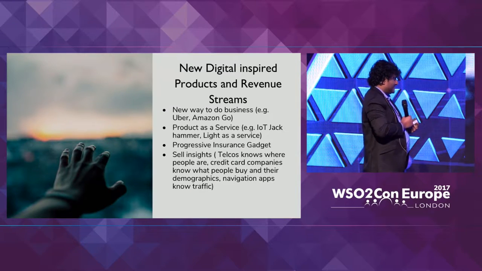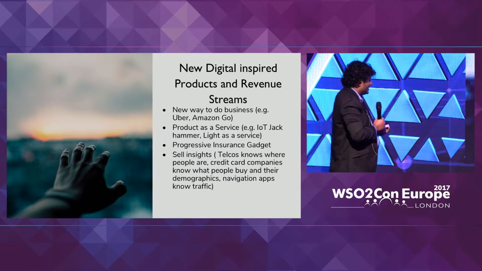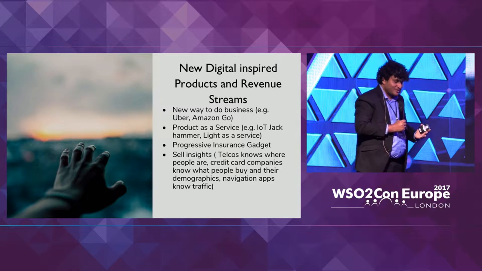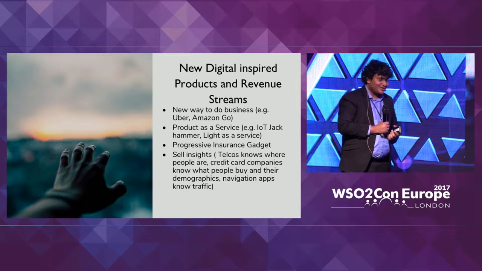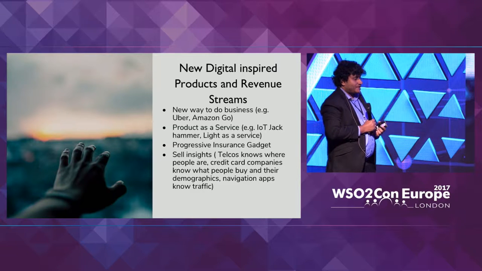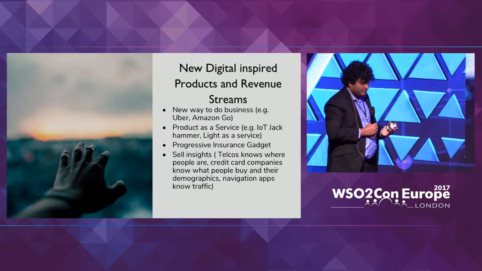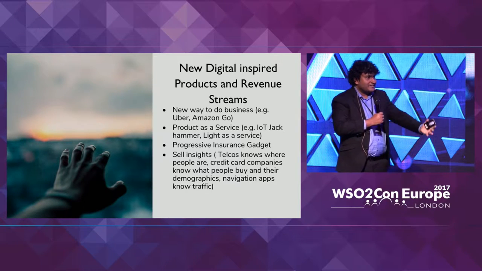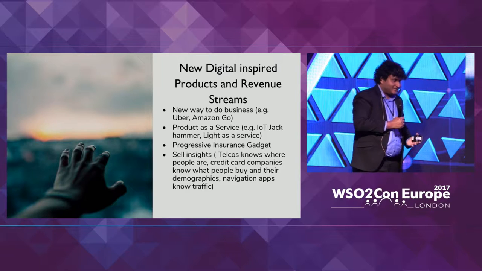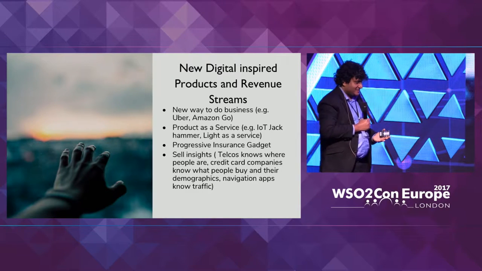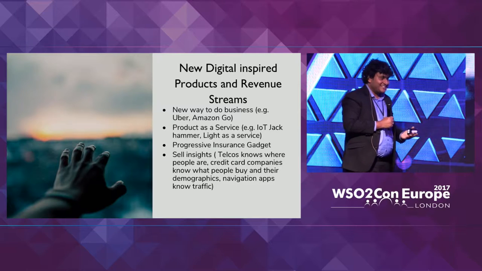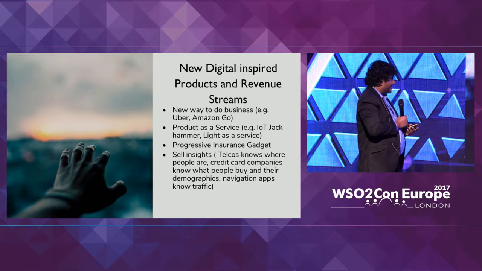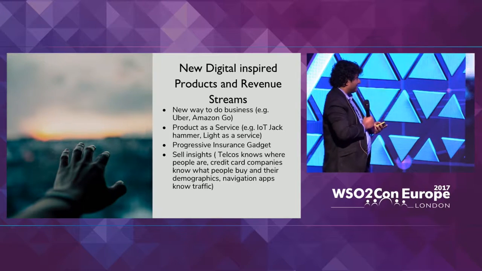Other things, for example, telcos know where all the people are. Credit card companies know all the transactions you do for sales analysis and so on. And another thing, if you look at how Google Maps traffic works, you yourself are providing the data to get your own service. You are getting the traffic updates because you are actually giving the data. So it's an ingenious idea at the end. So those are all the opportunities you can get from this new paradigm.